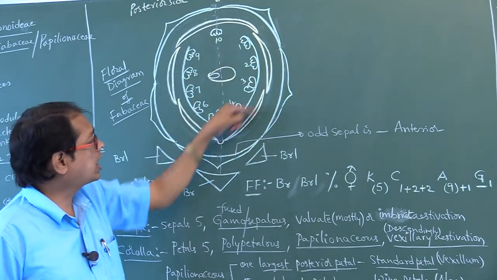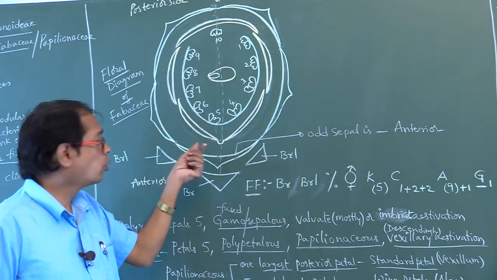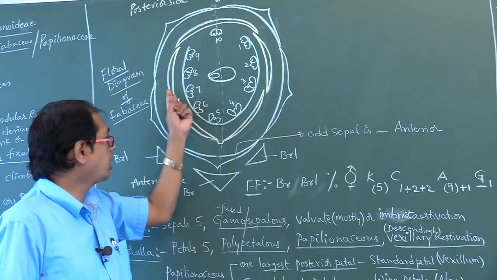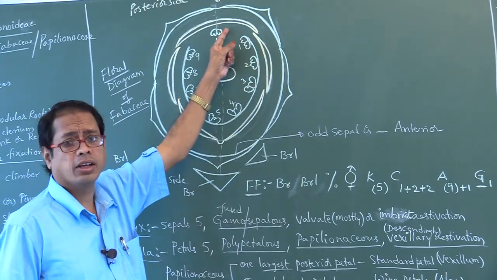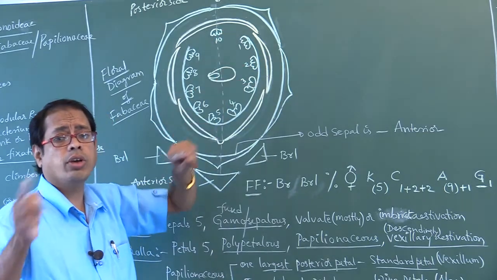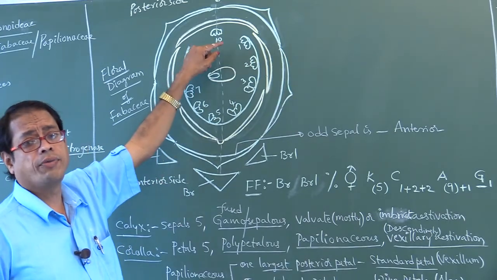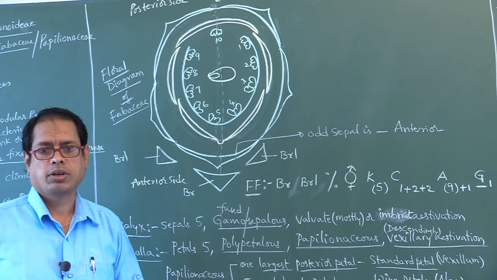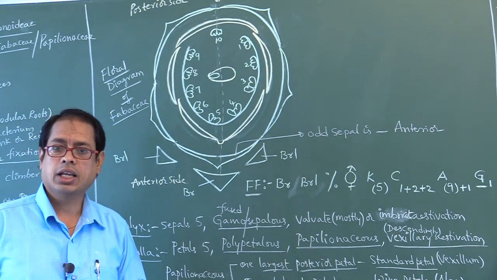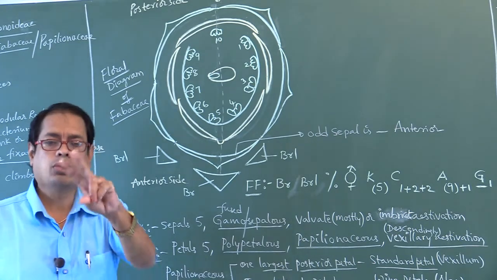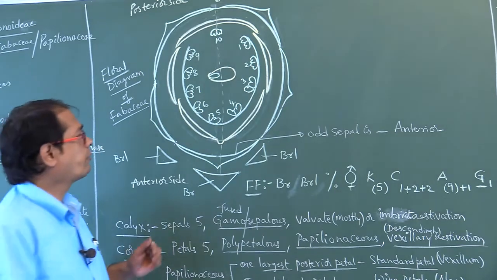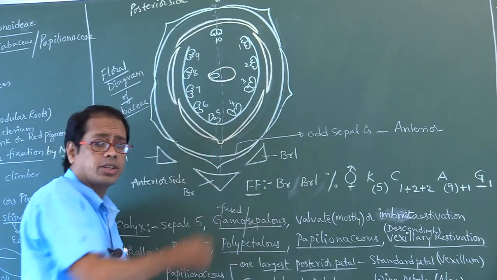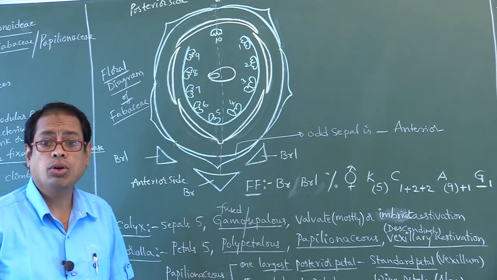Total, how many petals are there? 5 petals. Only 2 petals are fused. The remaining 3 petals are free, unfused. That's why you have to give importance to free petals only. How many petals are there? 5. Number of free petals? 3. Number of petals fused? 2. So 5 petals means total how many margins? 5 into 2, 10 margins.